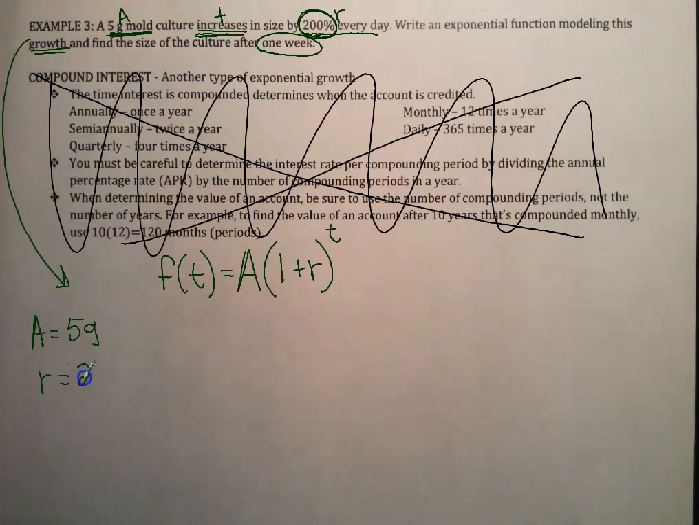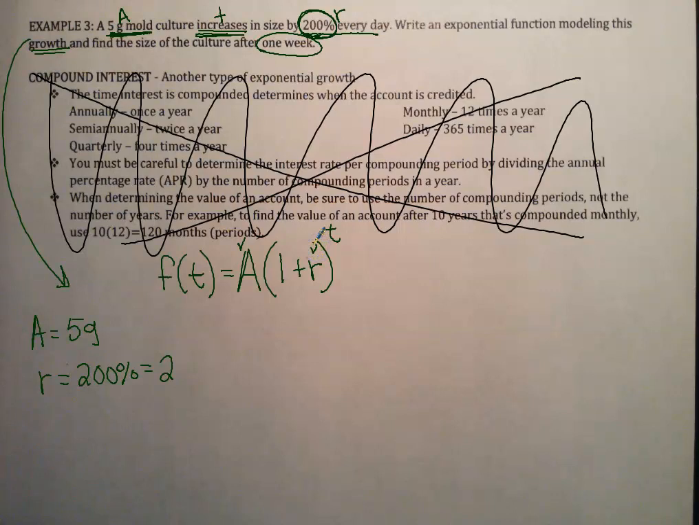So if our rate is 200%, that's cool, but we can't leave it as percent. We have to change it to a decimal. So what is 200% as a decimal? It's just 2. Okay, and that's kind of it, right? We needed a and we needed our r value, although we do need a t to solve for it.